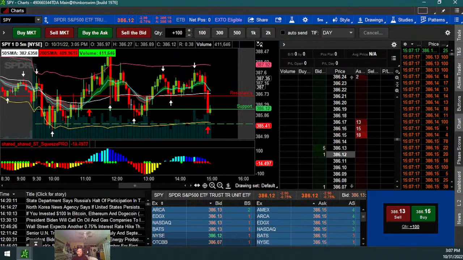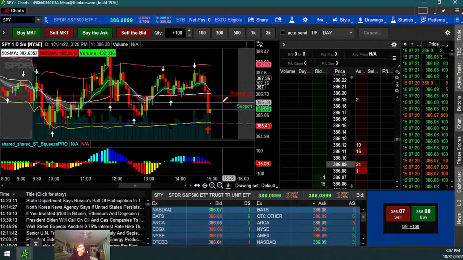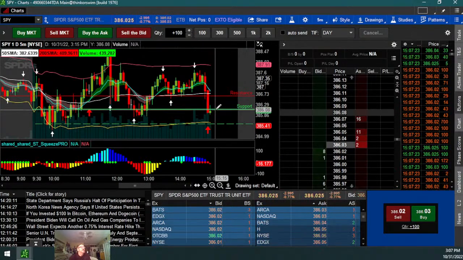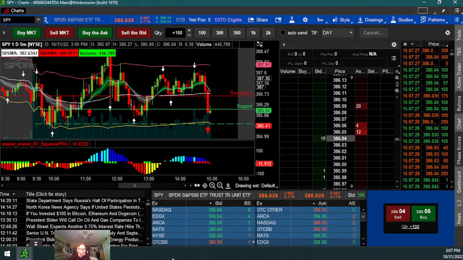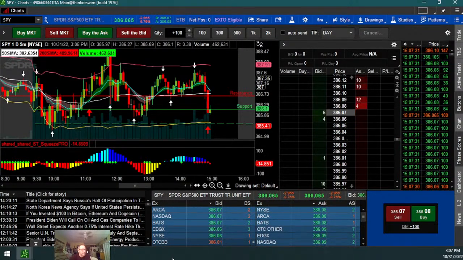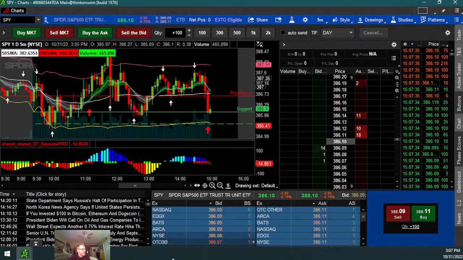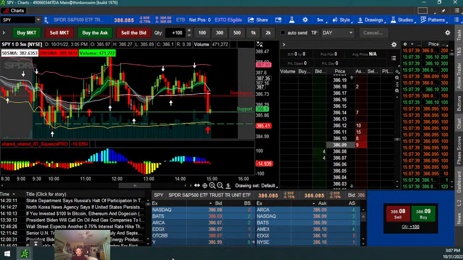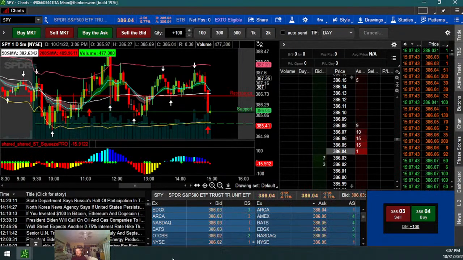I'd be careful around here. 386 is definitely our support right now. 386. Right there. That's our support. 386. And then VWAP as top support, top resistance.